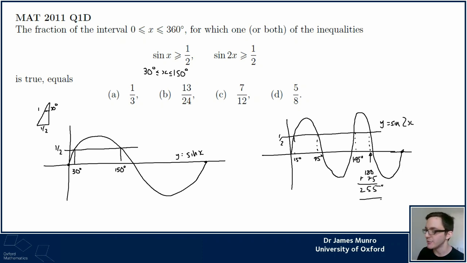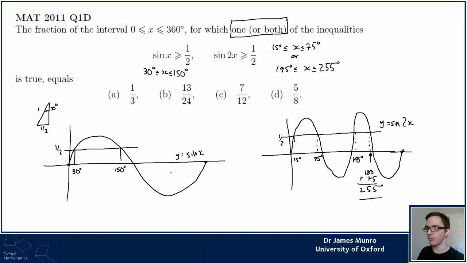Not sure I like that. 255 degrees. Okay, great. And that's what I did. So this is 15 less than x less than 75 degrees, or 195 degrees less than x less than 255 degrees. Okay, great. Then I need to read the question, and it says one or both. So I've got my intervals, and I need to think about when you're in one or both of these cases.